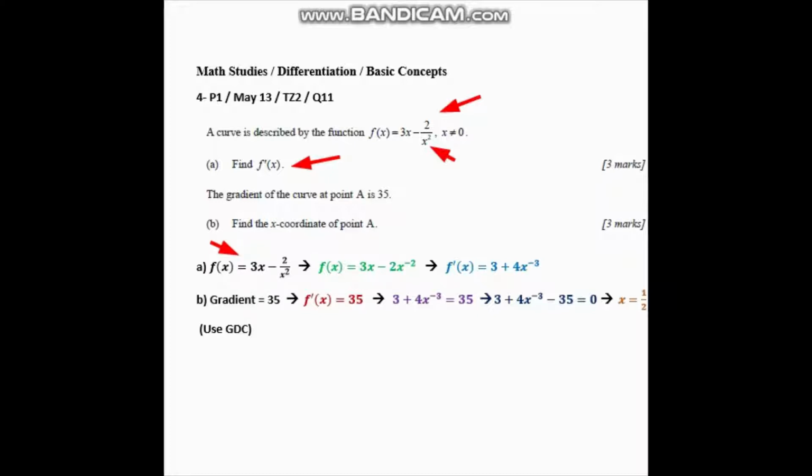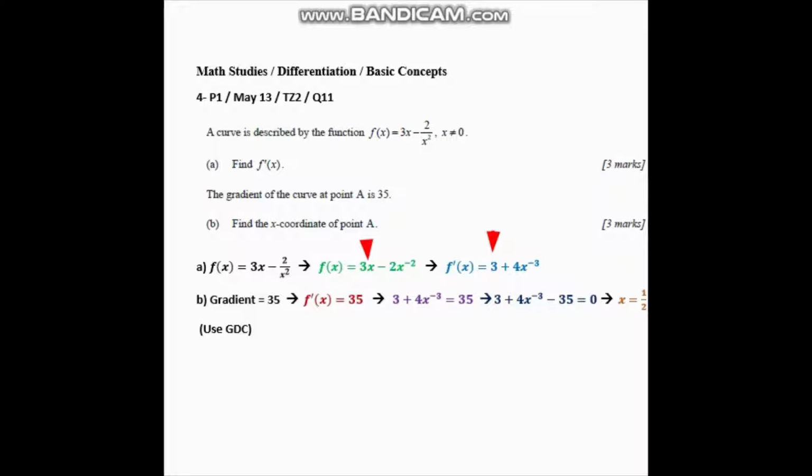The green function is still the original function. I have not differentiated yet. However, I've rewritten the function in a friendlier form. Instead of 2 over x squared, I shall rewrite it as 2x to the power of negative 2. This shall help me with the differentiation process. Now, the differentiation is basically what I did to go from the green function to the blue function. So let's check this out. I have 3x here. So 3x becomes 3 because x power 1 becomes x power 0 and vanishes.